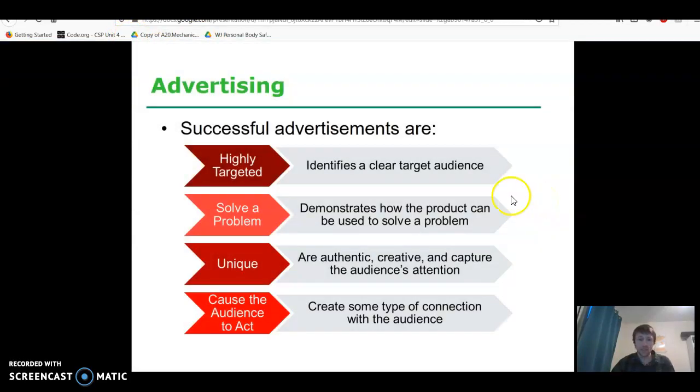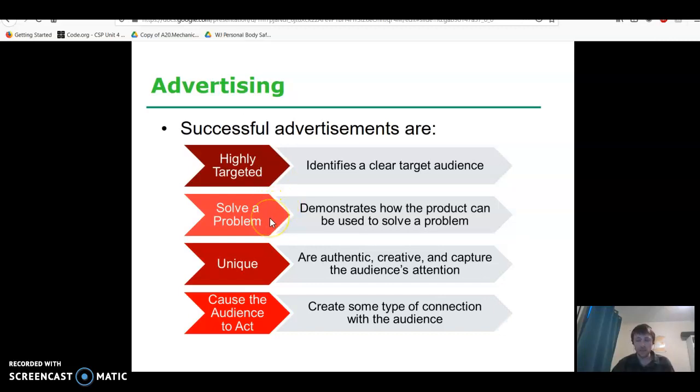So successful advertisements need to be highly targeted. You need to identify a clear audience whom you want to appeal to. They should be solving a problem, so you need to be clearly showing the utility of your product or what that product is going to provide your customer.